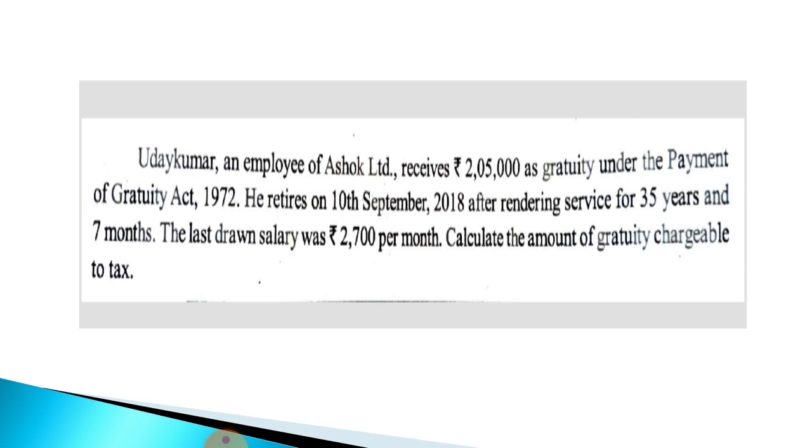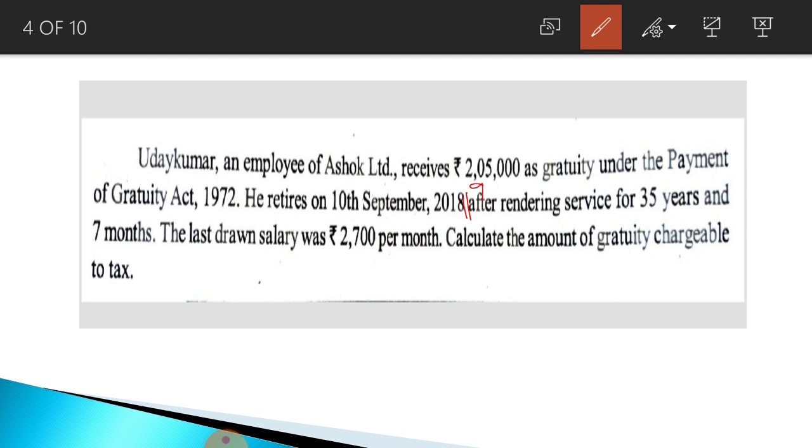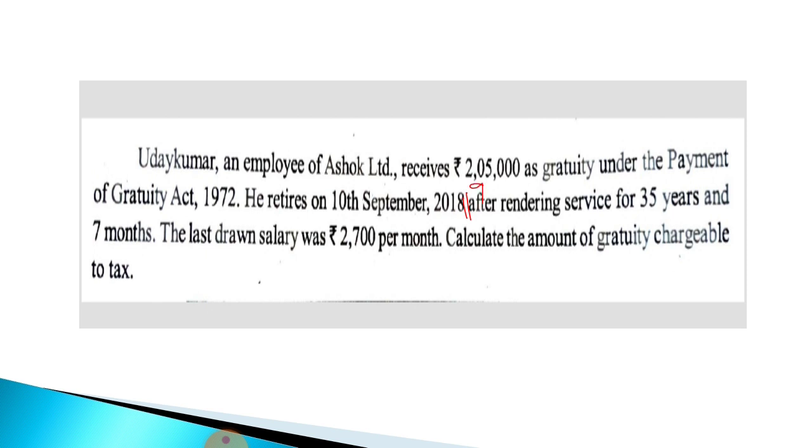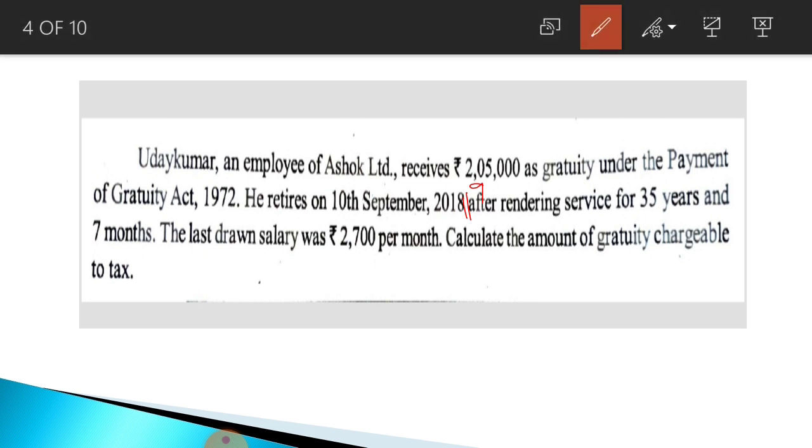Let us solve another problem. Uday Kumar, an employee of Ashok Limited, receives 2,05,000 as gratuity under the Payment of Gratuity Act 1972. He retires on 10th September 2019, make it as 2019, not 2018. After rendering service for 35 years and 7 months. The last drawn salary was 2,700 per month. Calculate the amount of gratuity chargeable to tax. Here, information is given as gratuity received rupees 2,05,000 under the Payment of Gratuity Act of 1972.